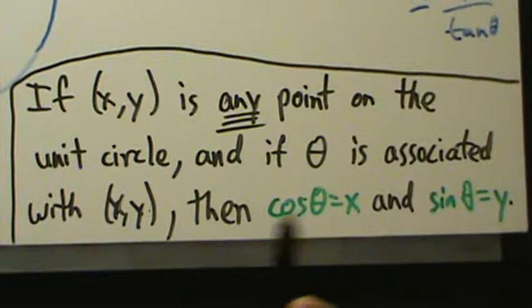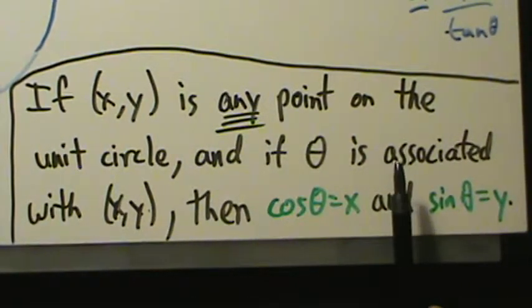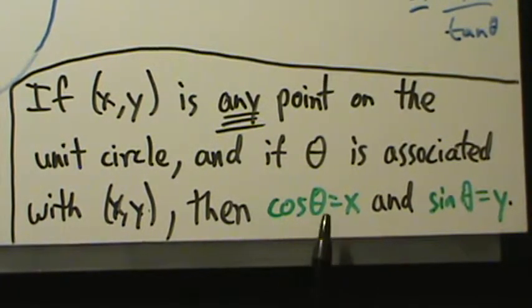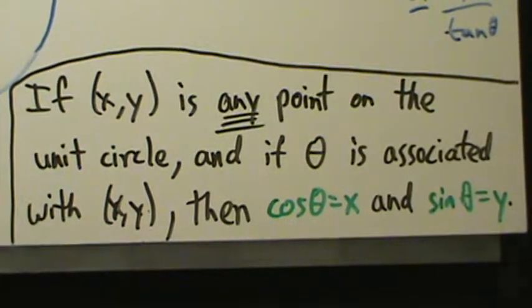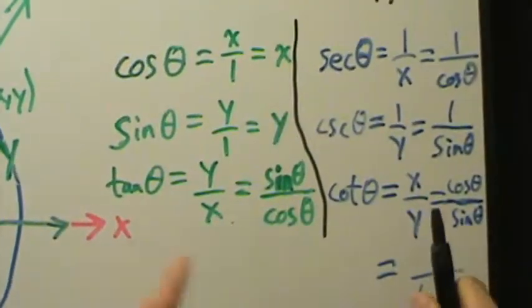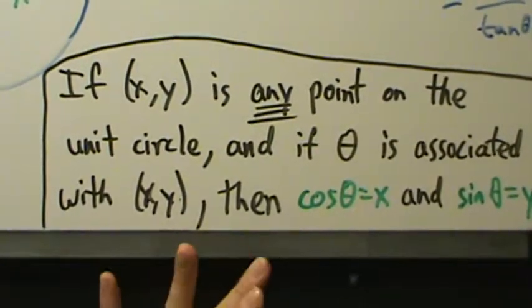Again, if x comma y is any point on the unit circle and theta is an angle associated with x comma y, then cosine of that angle is the x coordinate and sine of that angle is the y coordinate. And the other four trig functions follow from the quotient identities and the reciprocal identities. So just know that those identities still hold true.